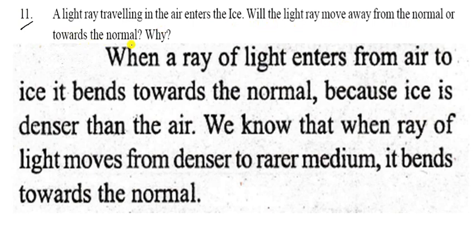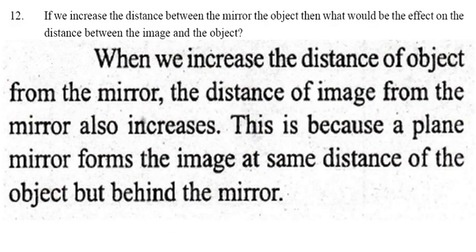This is because rays traveling from the point A move away from the normal on entering air, as a result of which the image of A is seen at A dash. So you can see and you can draw the figure in your copy. So you have to write this in your copy.